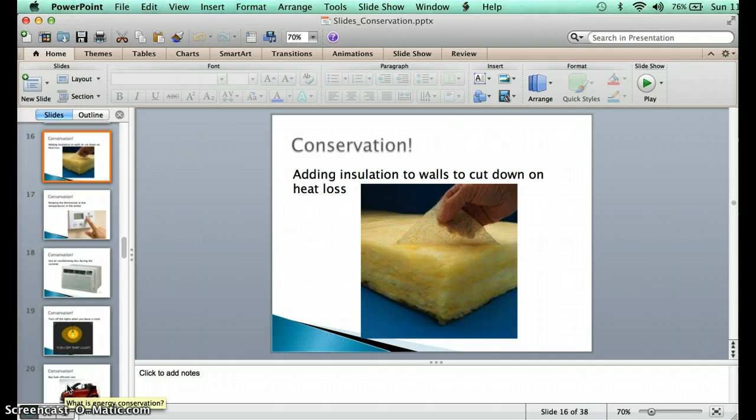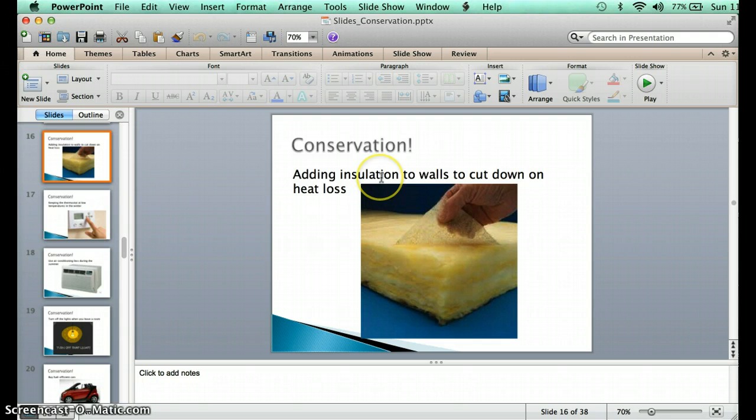Okay. So I'm going to just go through a few examples of conservation, a few simpler things. Conservation also obviously includes limiting our use of non-renewable resources and making sure we use more of our renewable resources. But these are some other daily things that you can do and that people do to help conserve energy. You're going to write this on your note sheets on those lines. So the first thing is adding insulation to walls to cut down on heat loss.